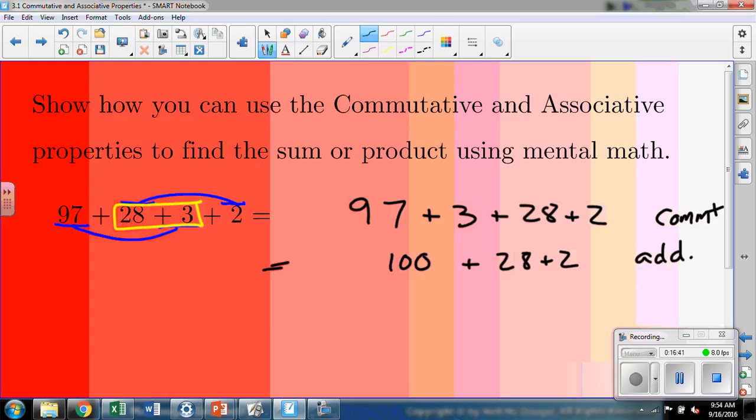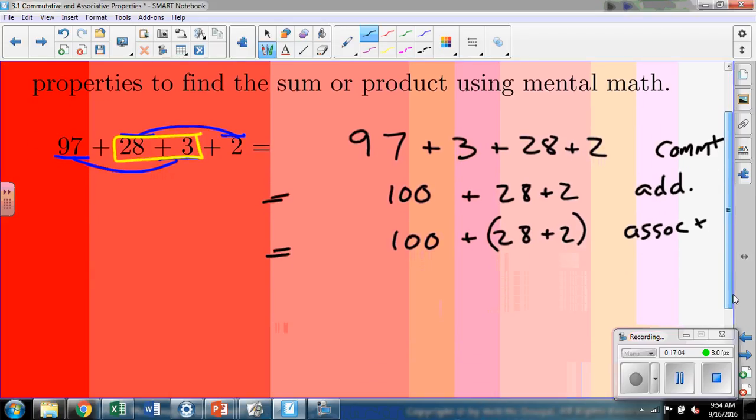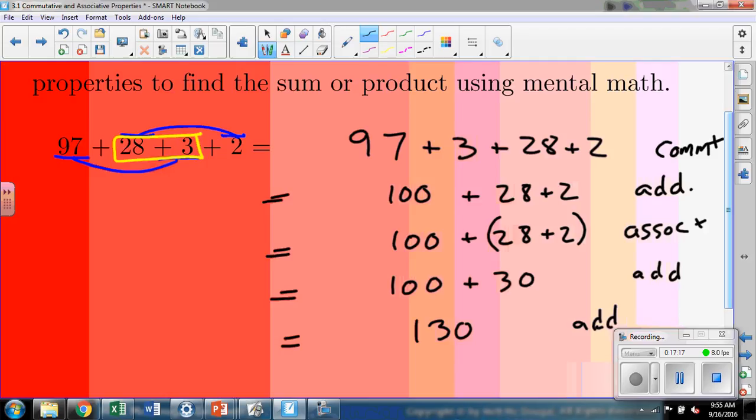Officially, there's another property called closure. We don't need to know the name of closure, but that's what we were doing here. Well, now what? What's the next thing we were doing? The next piece we wanted to do was add 28 and 2. So we need to put these parentheses in to show these are the numbers that we're adding. And that's where we use the associative property of addition. So 100 plus 30, and all we did was add, giving us a final answer of 130, where all we did was add.